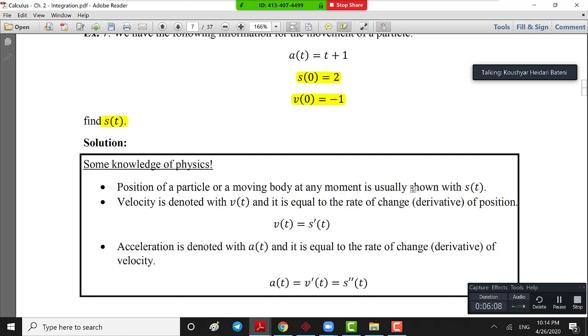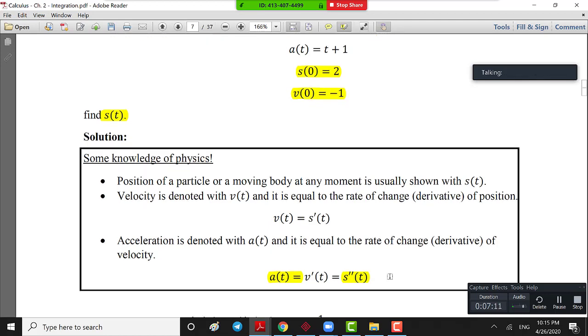Now, if you want to get a reminder of physics, position of a particle or a moving body at any moment is usually shown with s of t. The velocity is denoted with v of t, and it is equal to the rate of change of position, meaning velocity is equal to d over dt of s of t or s prime t. And acceleration is denoted with a of t, and it is equal to the rate of change of velocity. So acceleration is equal to d over dt of v, and v is d over dt of s. So a is also equal to d2 over dt2 of s, or s double prime of t, right? Question.